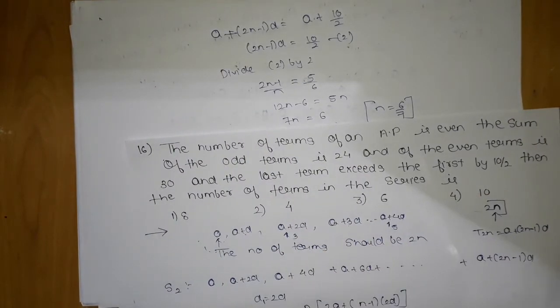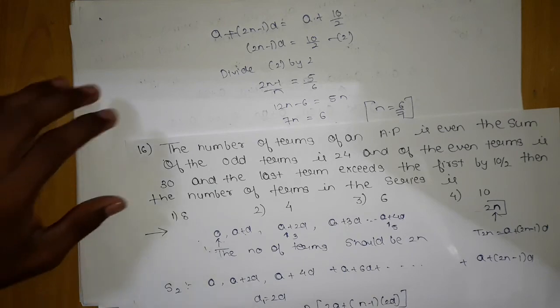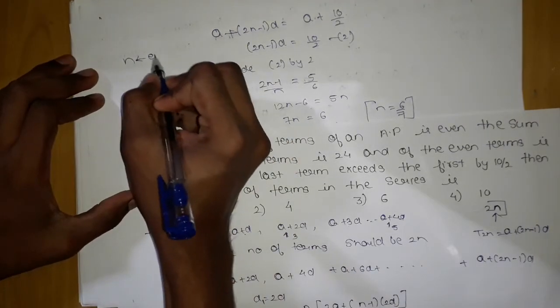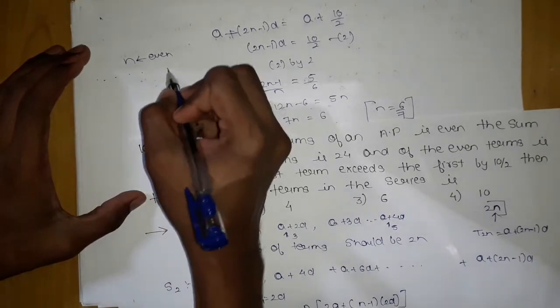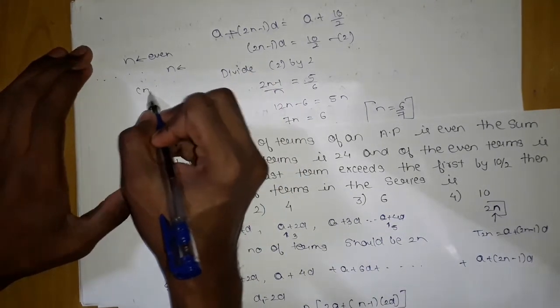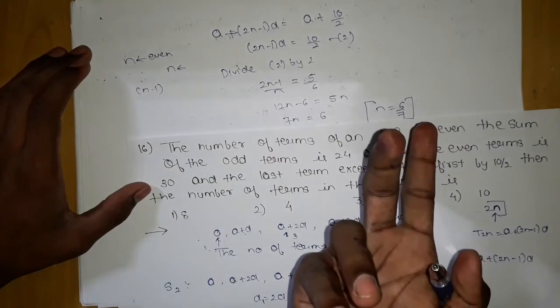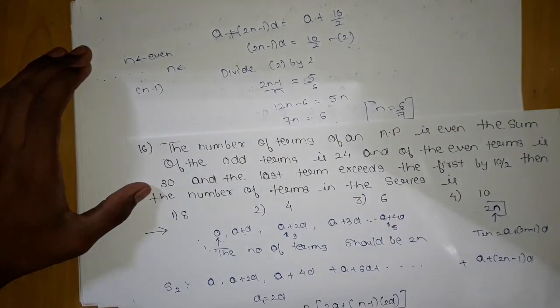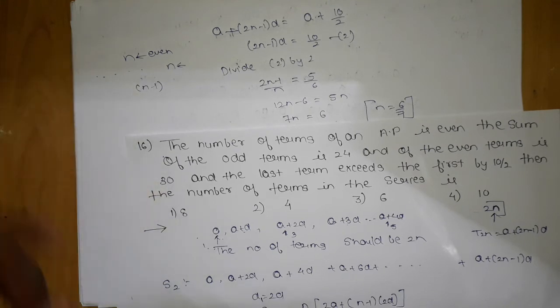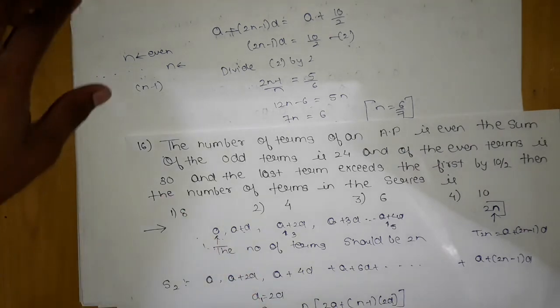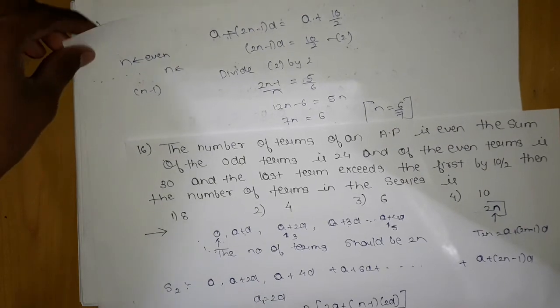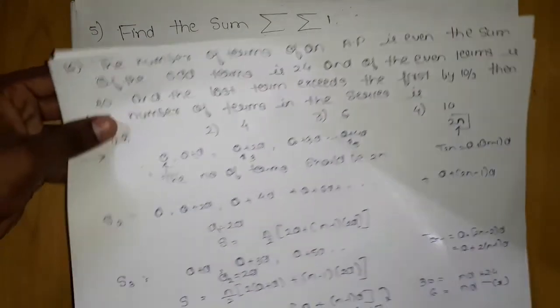Now one mistake that children make is that they assume n is even, so my terms will be a until n, and my odd terms will be n minus 1. Why? n is the number of terms. For it to be even, it should be 2n. Don't try it. They have not told that the last term is even. They are telling that the number of terms in the AP is even. So try to understand the language, otherwise you will face some critical problem in permutation and combination.